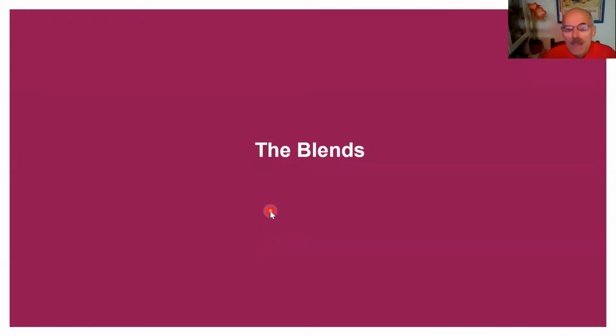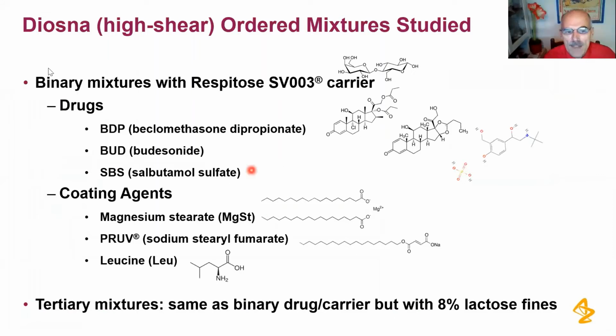The blends that I'm going to talk about are these blends. They're binary blends of respiratose SV003 with drugs and with coating agents, and then some tertiary blends that have these binary blends with drugs plus added 8% lactose fines.